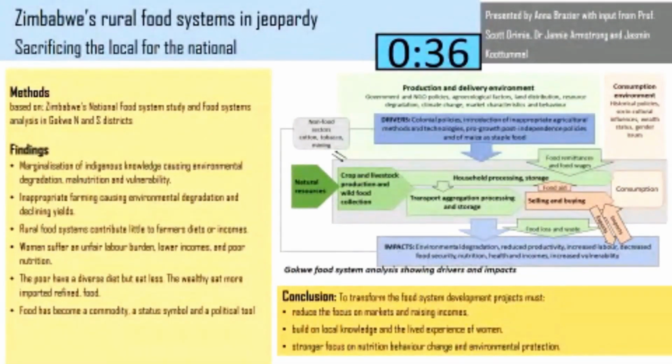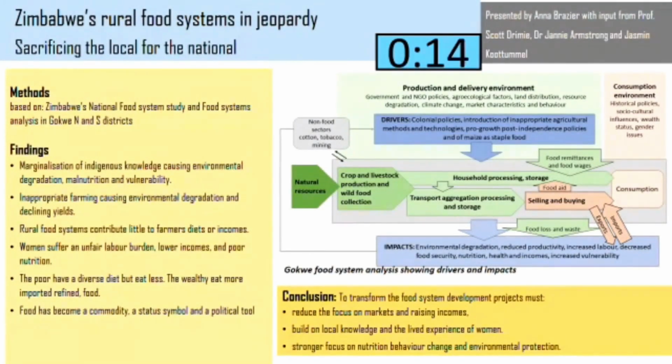Marginalization of indigenous knowledge has caused environmental degradation, increased malnutrition, and increased vulnerability. Inappropriate farming methods have decreased yields, and farmers who are mainly women gain little from the food system. Their labor has increased while nutrition and incomes have decreased. The poor have a diverse but spoiled diet, while the rich eat more but less nutritious food. Food has become a commodity, a status symbol, and a political tool.